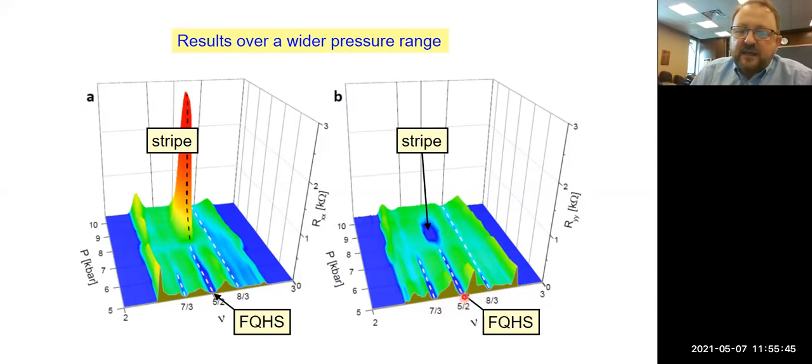And so what we see is that the fractional Coulomb hole state is contiguous to the stripe phase. So this data suggests that there is a direct quantum phase transition. So we go straight from the fractional Coulomb hole state into the stripe phase. So this is actually very interesting for several reasons.